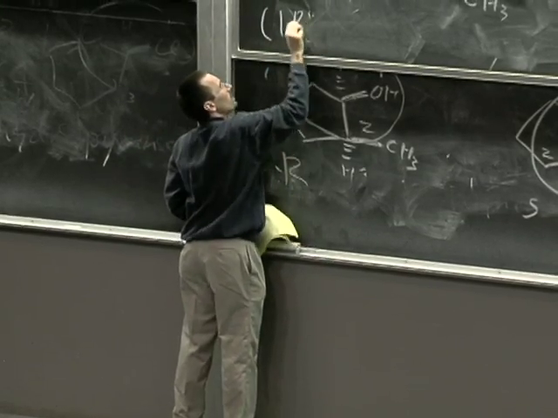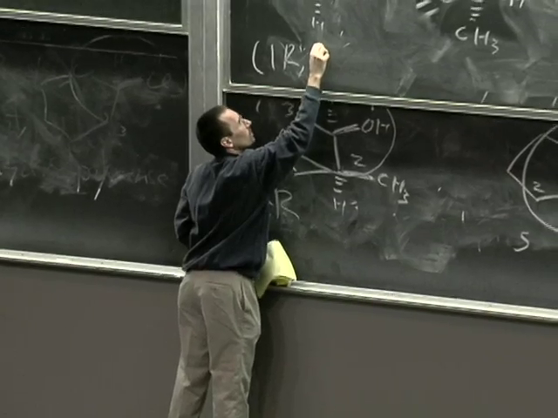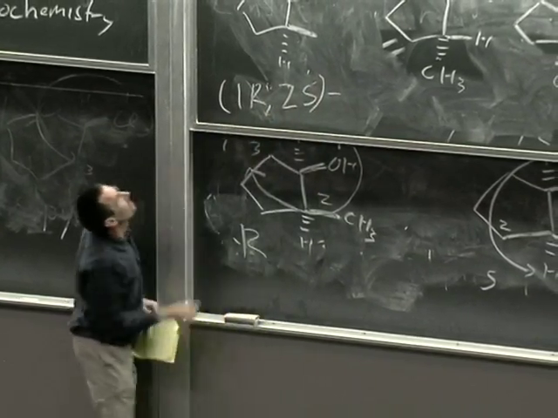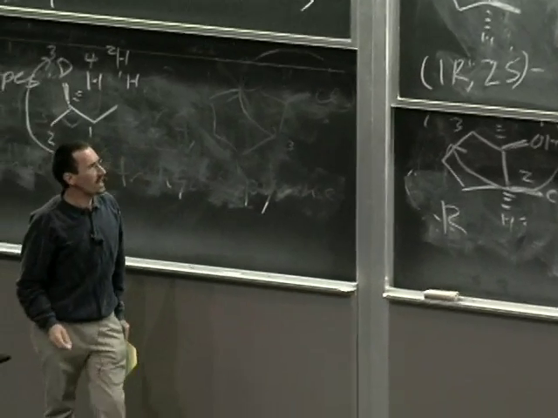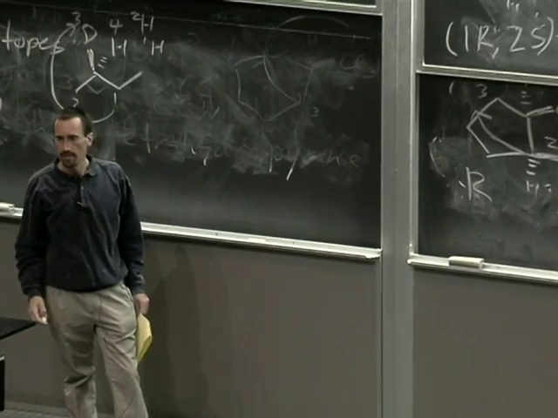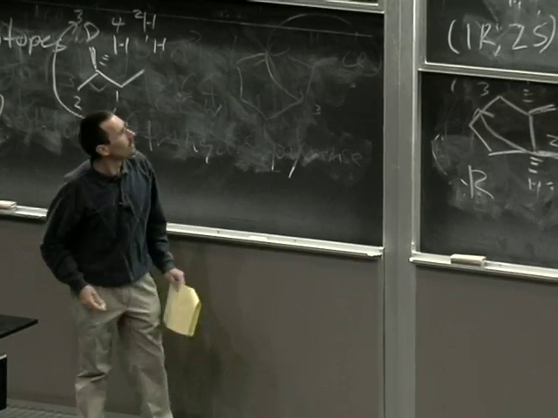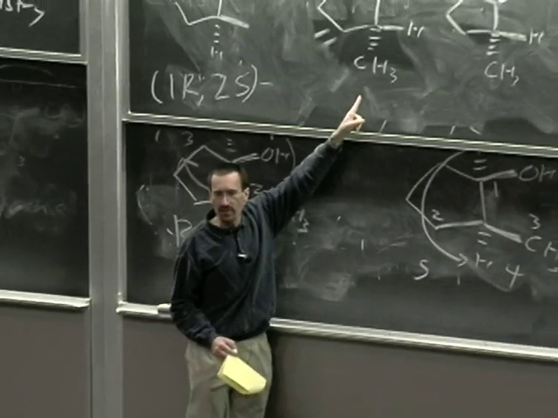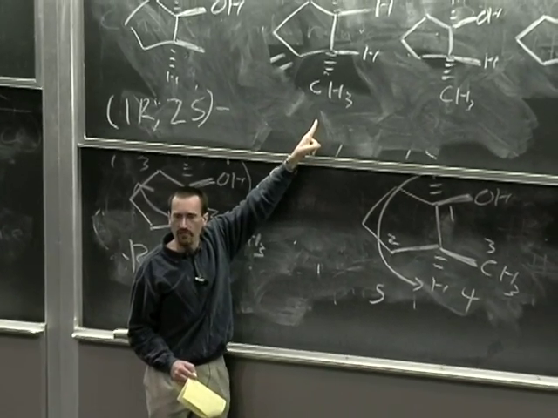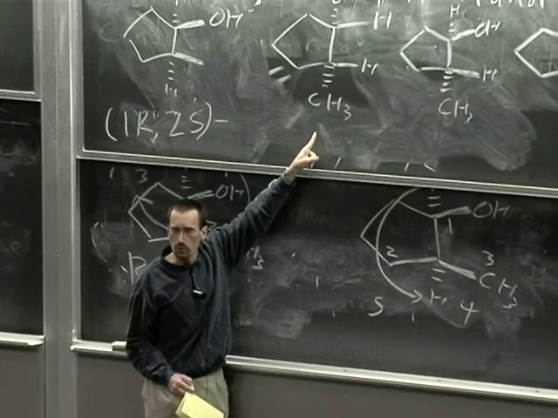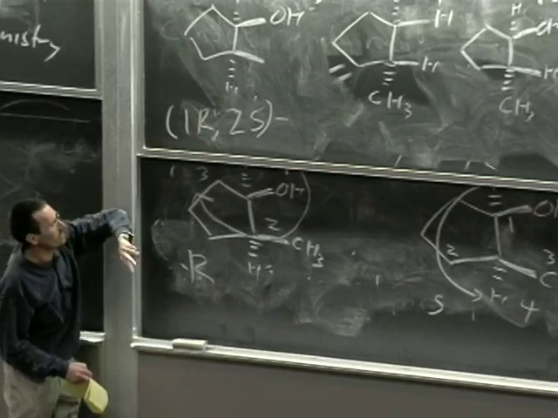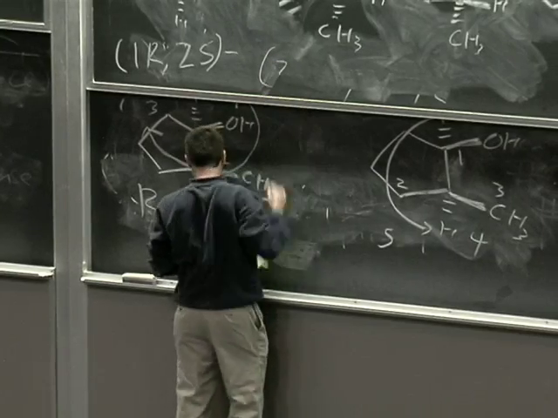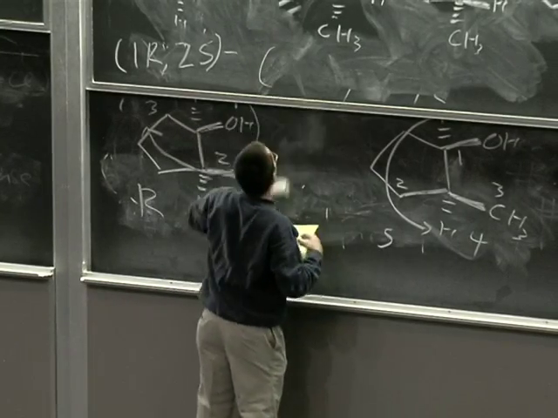This allows us to assign all of our stereochemistry. This molecule is 1R, 2S, 2-methyl-1-cyclopentanol. The next molecule, I've inverted both of the stereocenters. I've swapped the two substituents, the hydroxy and the methyl groups. This molecule is 1S, 2R.